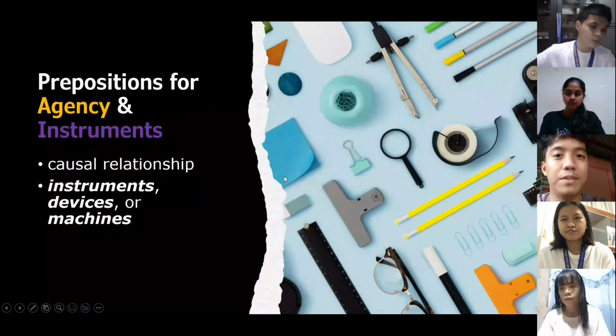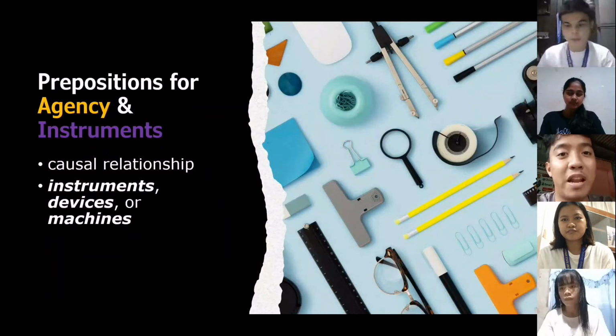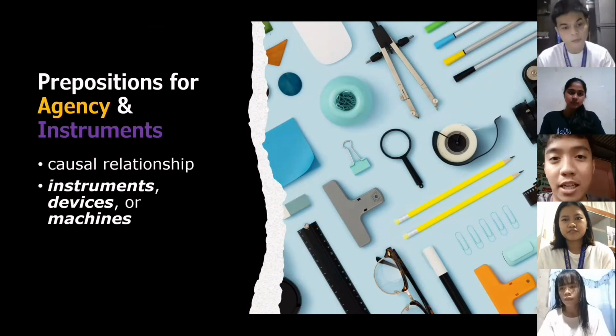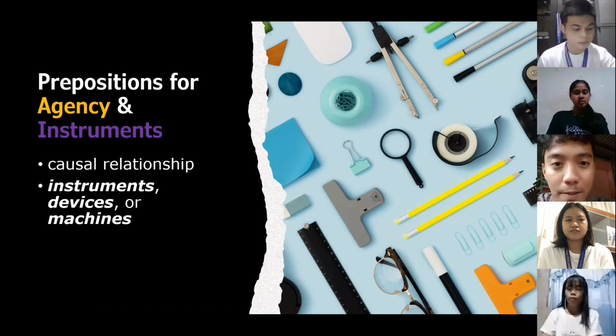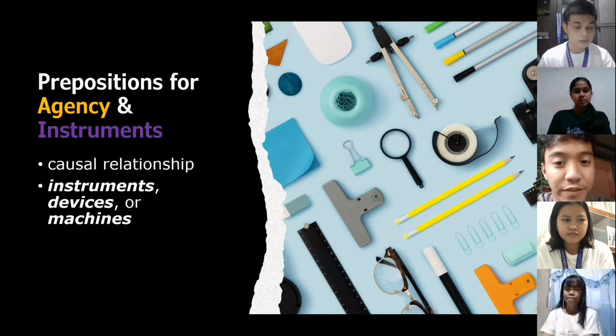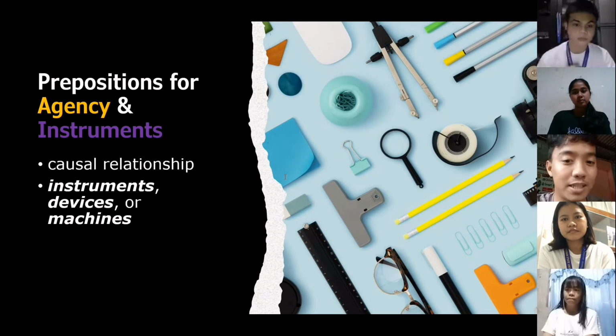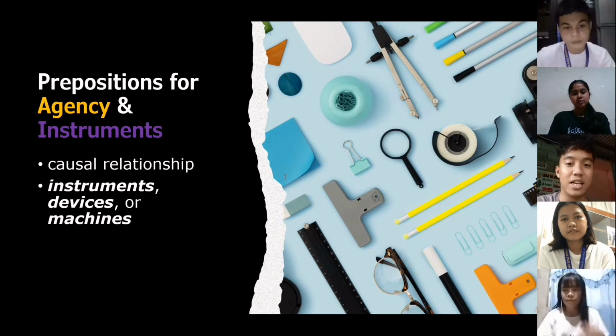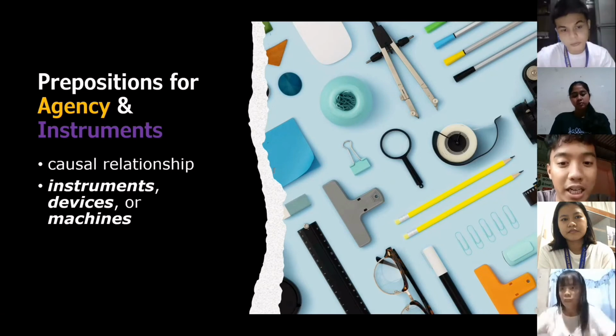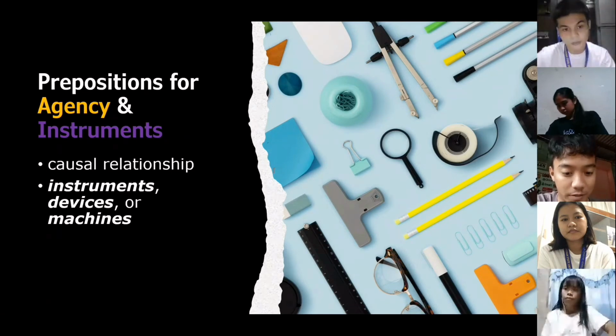So yeah, another type of preposition is prepositions for agency and instrument. Prepositions for agency are used for having a causal relationship between the noun and an action. It is commonly used in sentences expressed in passive voice. Prepositions for instruments are centered on nouns pertaining to instruments, devices, or machines.